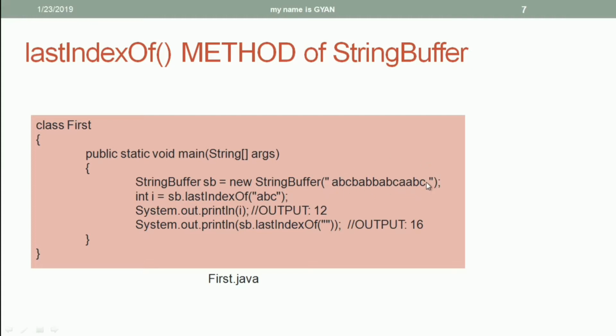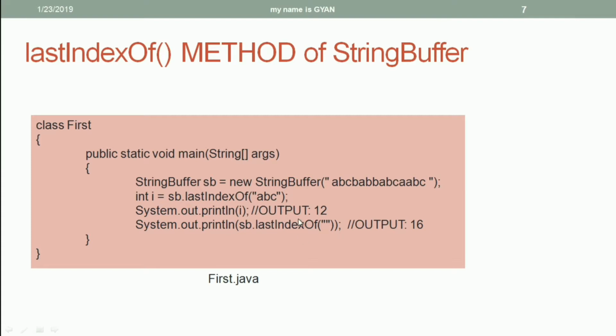When we call the method lastIndexOf by using the string literal ABC, it will search in this string and return the last occurrence of the substring ABC. The substring ABC occurs at the index number 12. Count here: 0 space at 0, 1, 2, 3, 4, 5, 6, 7, 8, 9, 10, 11 and 12. So the last occurrence of the substring ABC happens at the index number 12. That's how the number 12 has been returned by lastIndexOf and will be collected into the integer variable I. When we print the integer variable I, it will print 12.